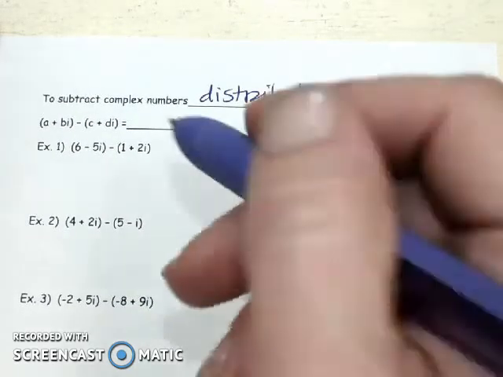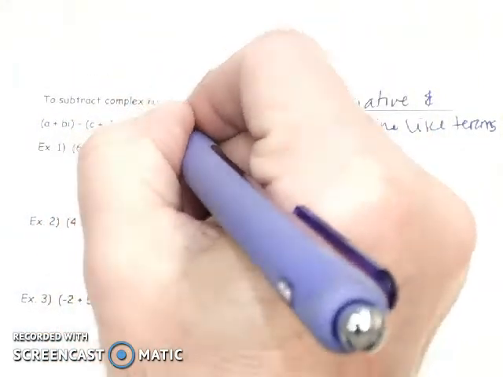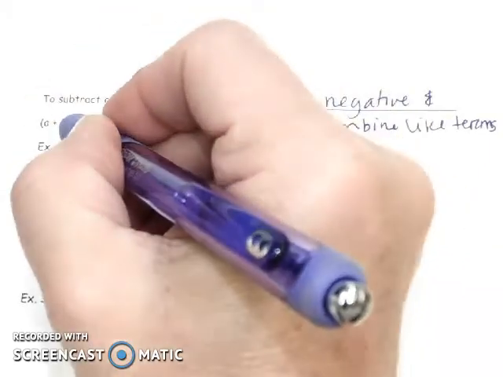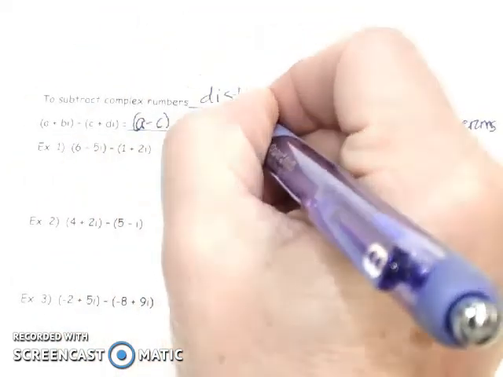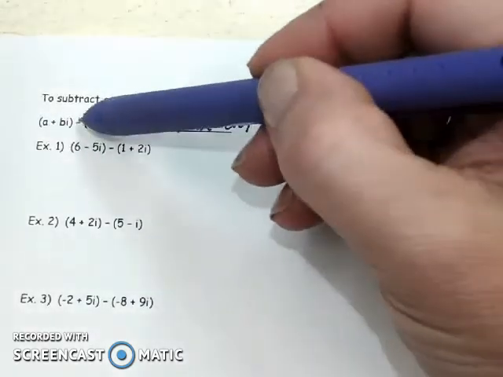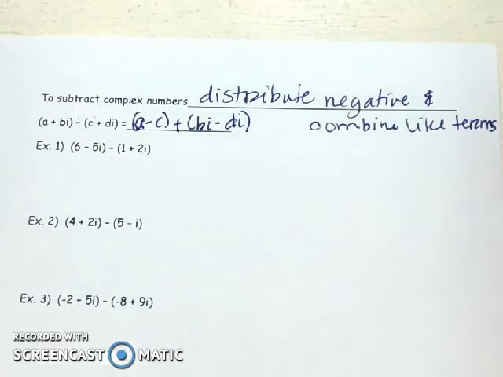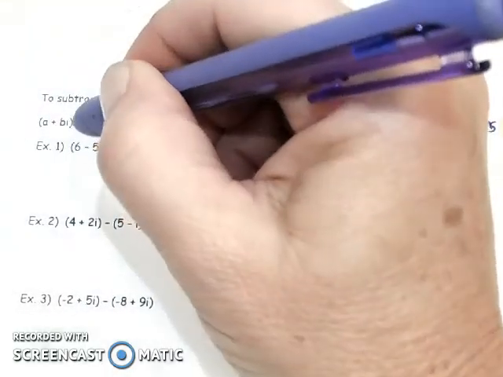So here's what it looks like. I'm going to have a minus c, putting the real parts together. Yes, I know I'm putting a plus right here because I'm going to take that bi, and I'm going to subtract the di, and whatever I get, whether it's positive or negative, that's what's going to go here. I'm subtracting the c, I'm subtracting the di, the imaginary part. So here's what that looks like.